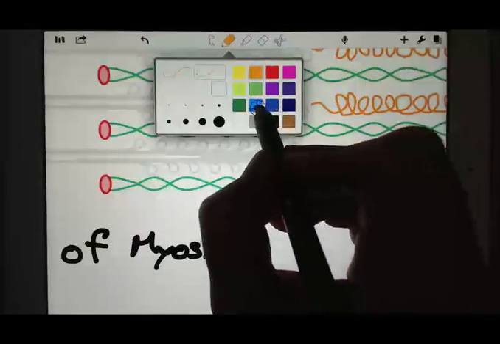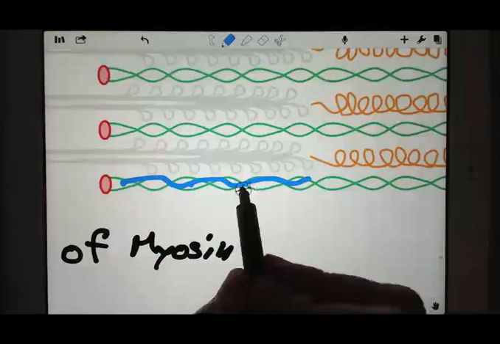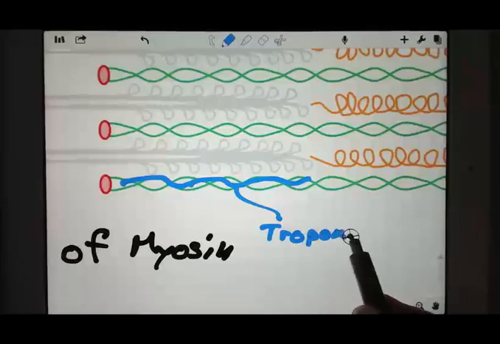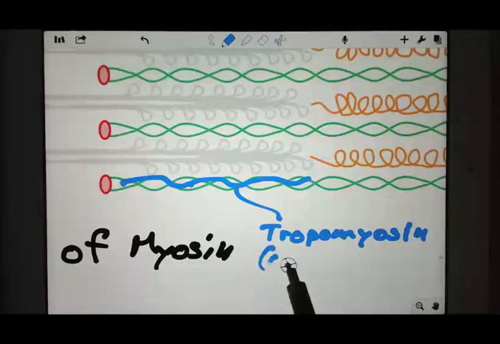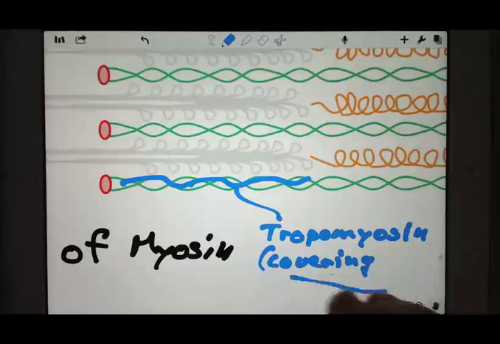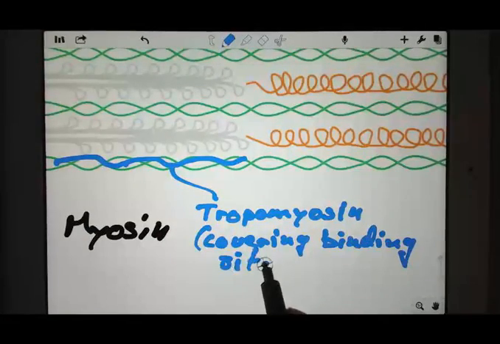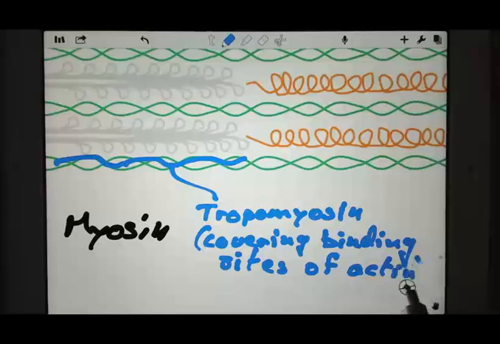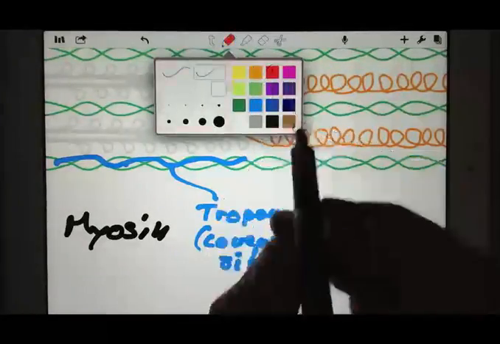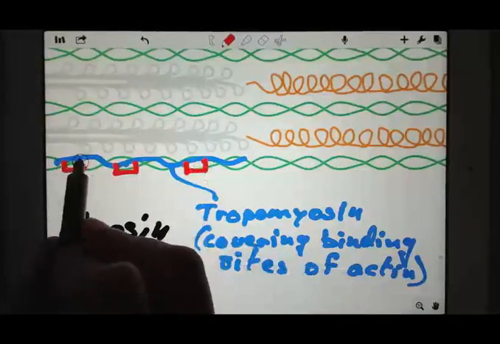Okay, critical for function is also in blue. I'm showing tropomyosin. That would be all along here. Tropomyosin covers the binding sites of actin, and the result of it is that as long as tropomyosin is there in skeletal muscle, contraction can't happen. Now that's going to be different when we talk about smooth muscle, so don't get confused by that.